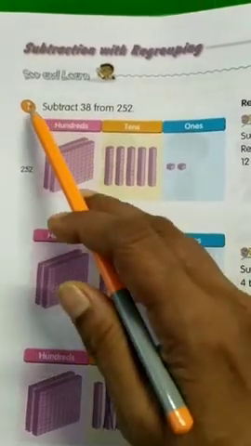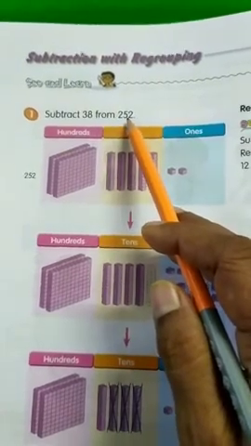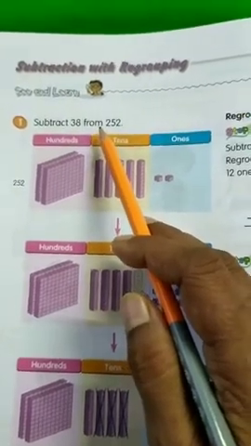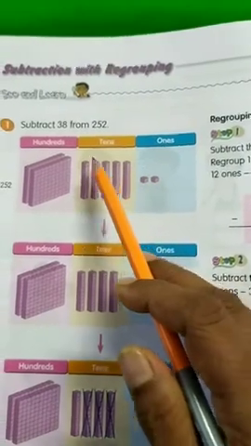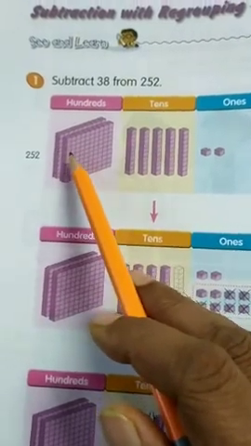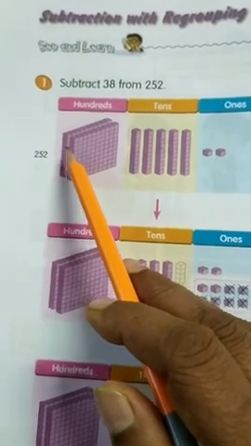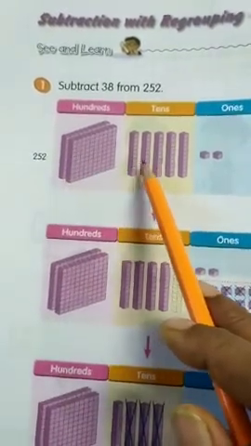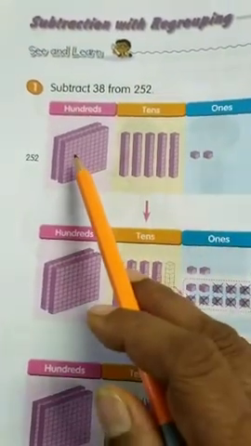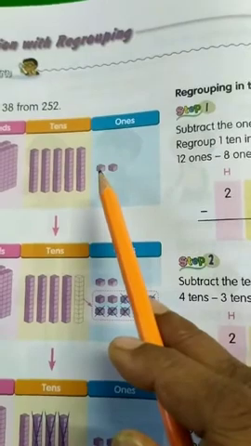Okay children. Now first one, subtract 38 from 252. Now what we are going to do is subtract 38 from 252. Okay, now you see 252, here is 200, that is hundreds bar into 2, so 200s. Here 1 2 3 4 5 tens, 2 ones, so 252. So how are we going to do it?